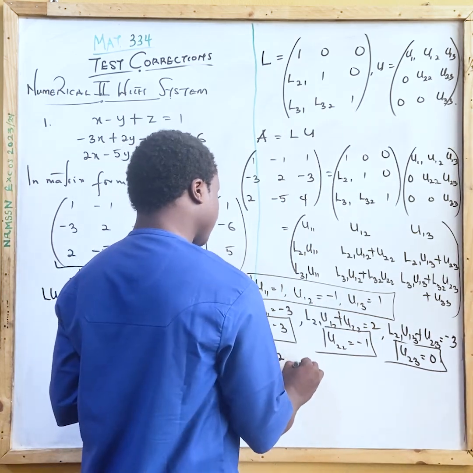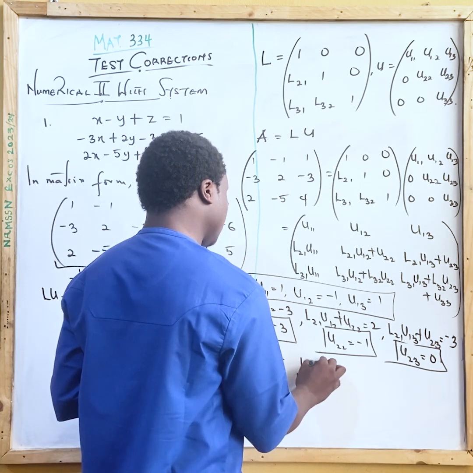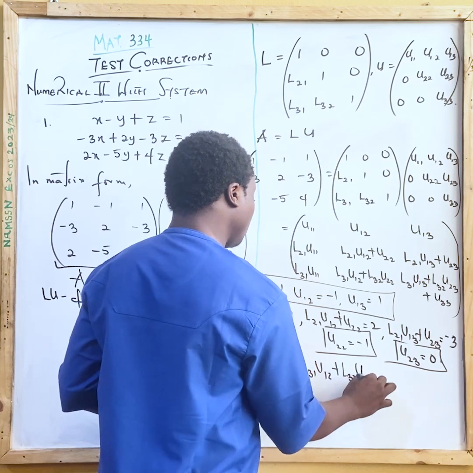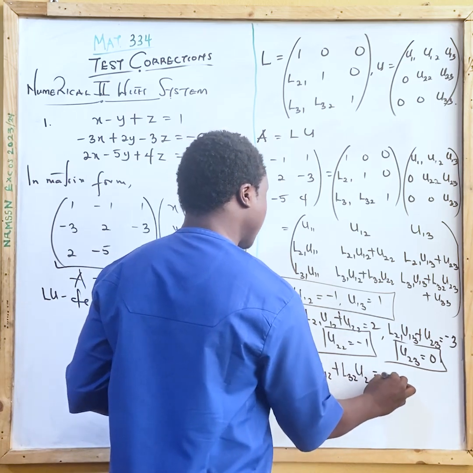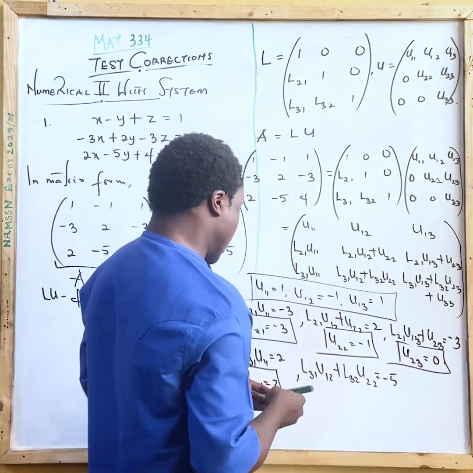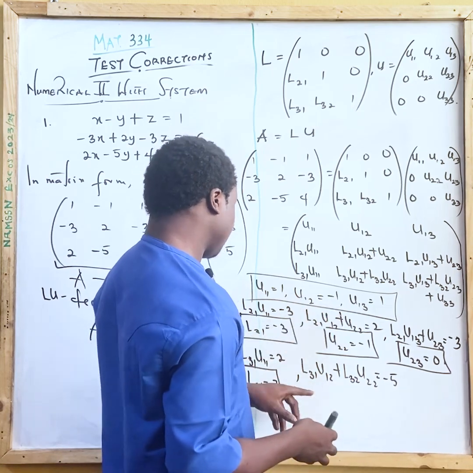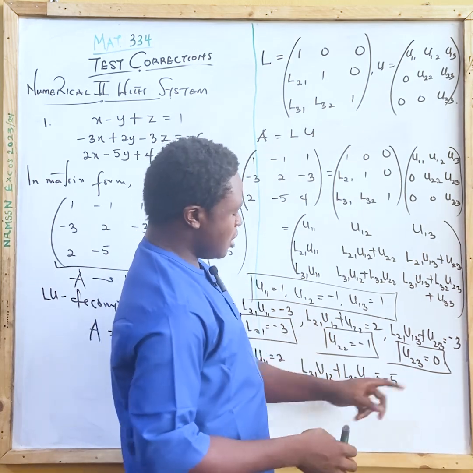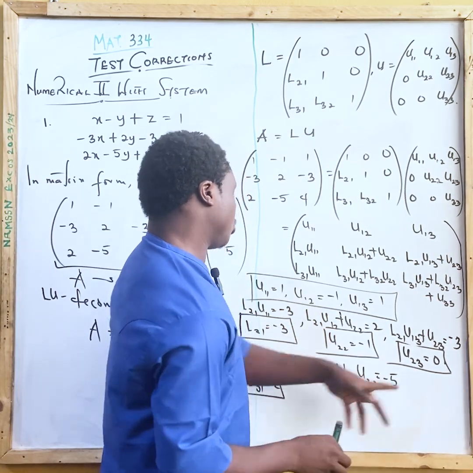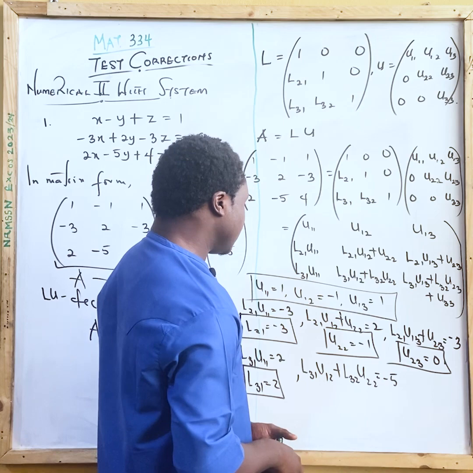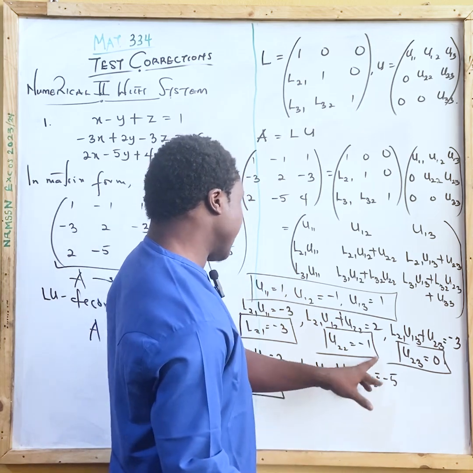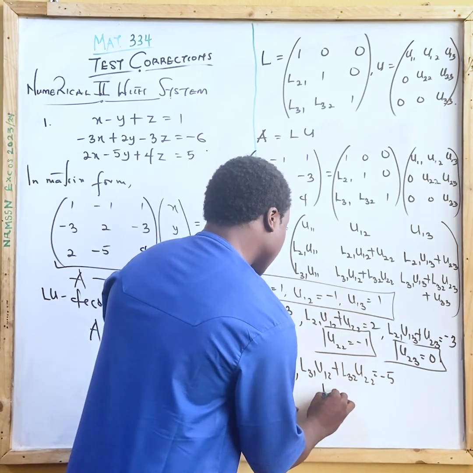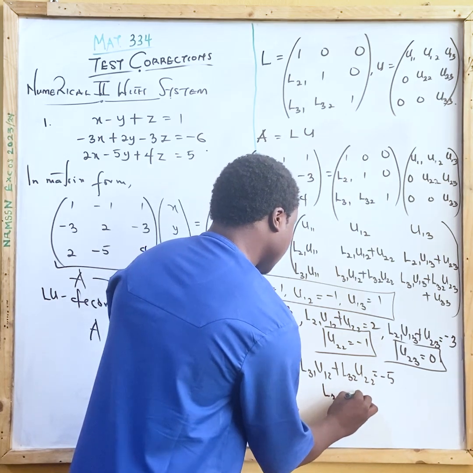So the next one, L31 U12 plus L32 U22 is equal to -5. So once again, our U12 is -1, L31 is 2, this is -2. If I take it here, it becomes +2, that's -3. But then U22 is -1, so my L32 has to be 3. So L32 is equal to 3.